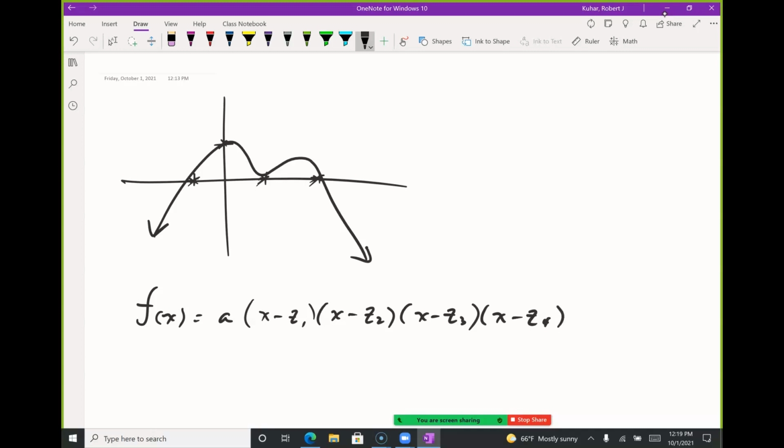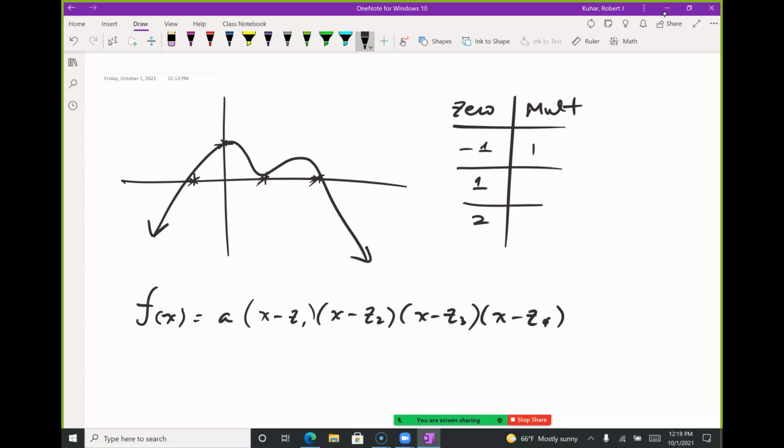I want to list my zeros. I want to list their multiplicities. And so I have a -1, a 1, and a 2, and I think my multiplicities are 1, 2, and 1. So I'm taking a couple of assumptions, which are safe to take at this point, and I'm making sure that when I come up with my function and I graph it, I get something that looks very, very similar to it.